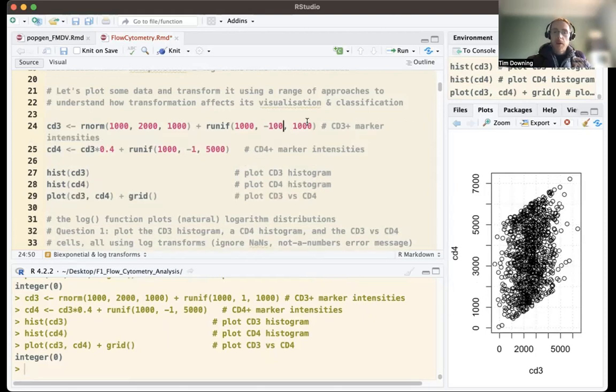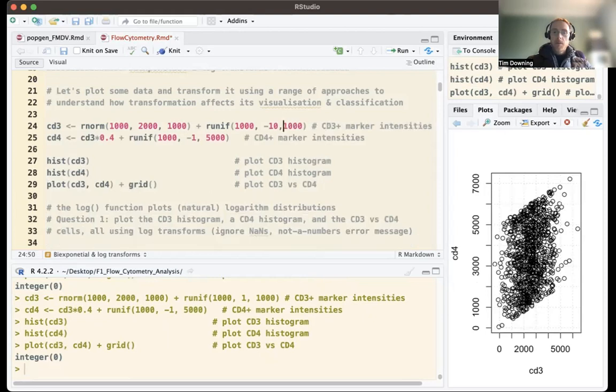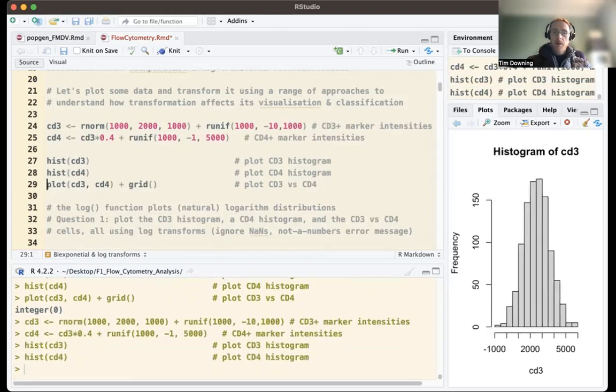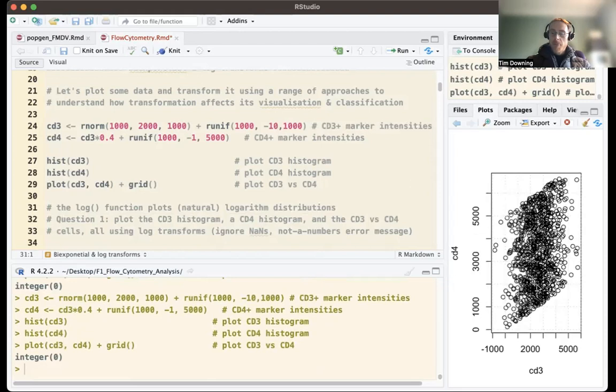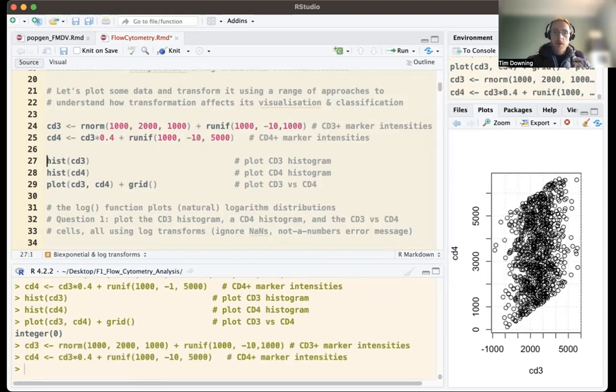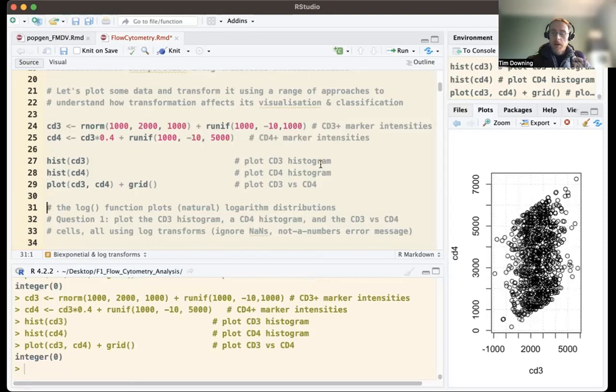So we could add in some values that are negative here. Yeah, we have more negative values now for CD3 at least. Let's try that for CD4. Yeah, this is a better representation. Maybe a little bit more.